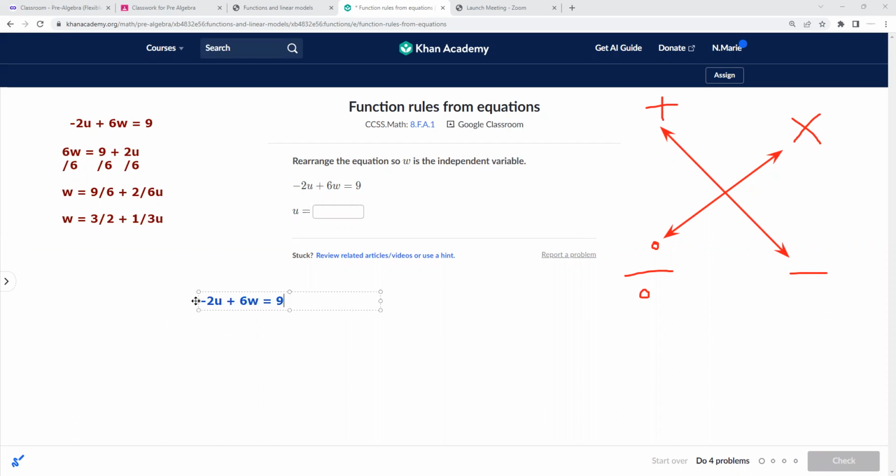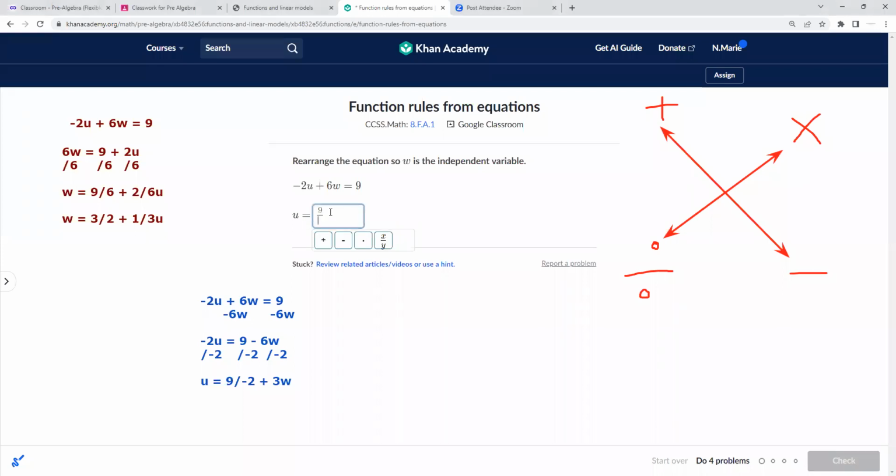So we want to minus the 6w to the other side of the equation. We now have -2u equals 9 minus 6w. And then we divide everything by -2, and then we simplify if we can. We get u equals 9 over -2, and -6w over -2 gets you positive 3w. So there it is. u is equal to 9 over -2, so that fraction is negative, plus 3w.